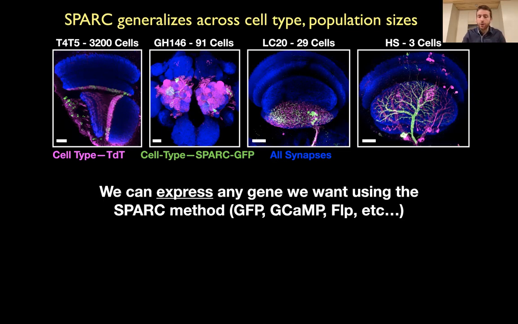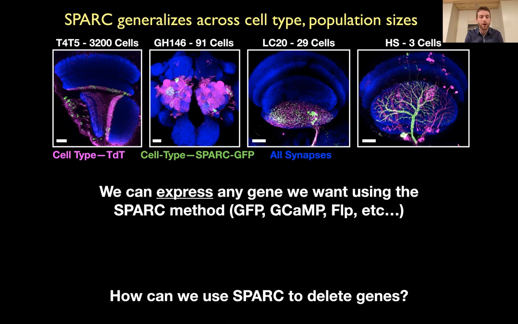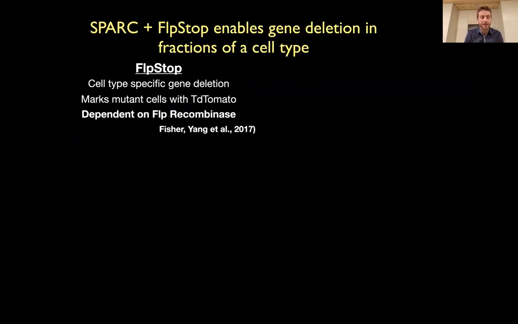And I want to show you next how we've used this toolkit for unparalleled experimental precision. I'll start by explaining how we use SPARC to delete genes from subfractions of these cells. Now, in the interest of time and because it's published, I'll just tell you that my lab mates and I recently developed another genetic toolkit called FlipStop, which conditionally deletes genes in specific cell types and marks mutant genes with TD tomato. This process is dependent on expression of flip recombinase as a transgene.